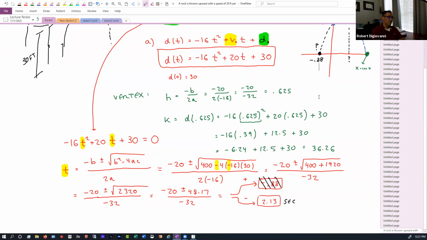And that is if you are talking about a rock being thrown on Earth, and you're taking out air. If you really did this experiment, it would be really close to 2.13 because rocks are not impacted by air very much. I'm talking about a rock the size of a ball, like a golf ball or tennis ball. Any questions?